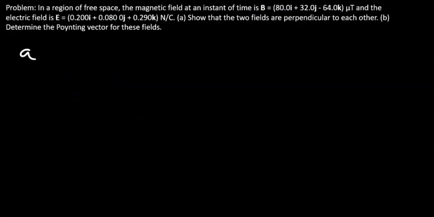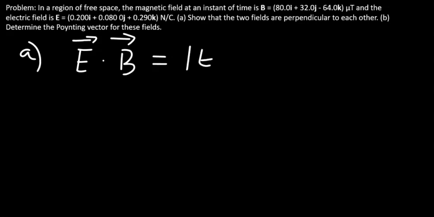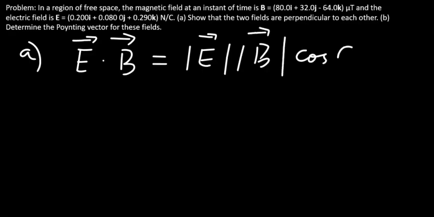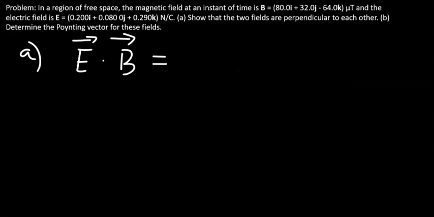The best way to do this is to take the dot product of these two vectors and show that the dot product vanishes. We know that the dot product of two vectors is given by the following expression: the magnitude of E in this case times the magnitude of B times cosine of the angle in between them. If the angle between them is 90 degrees, namely if they are perpendicular to each other, then the dot product should be 0. Let's see if that is the case here.